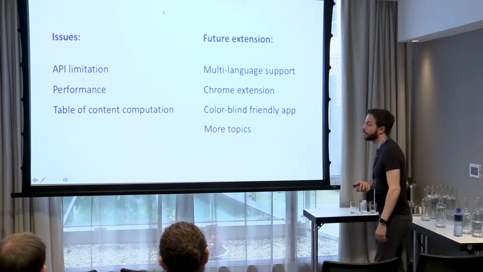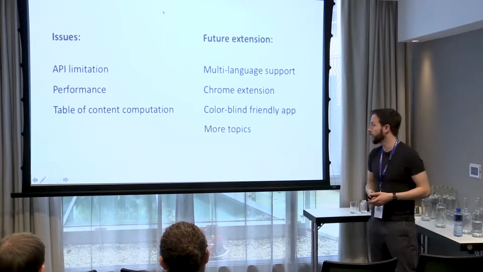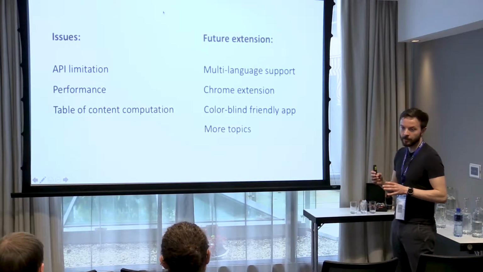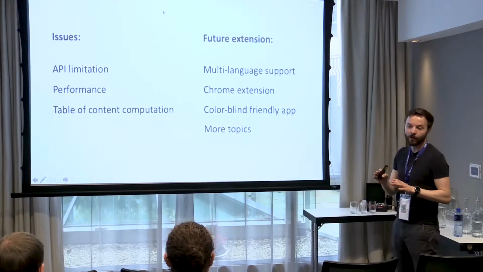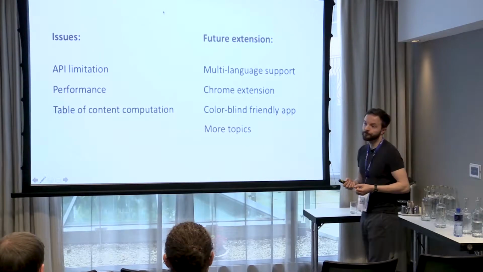So what issues we had? Like I mentioned before, we had so many issues with APIs because we use free tiers. Performance issue: how do you calculate all of these things to satisfy the user and display all of this data in just 5 seconds? And table of contents computation.